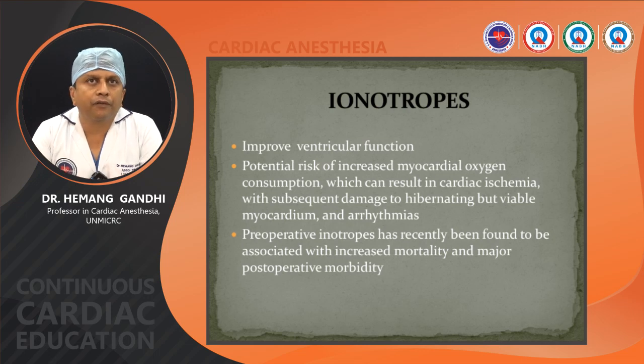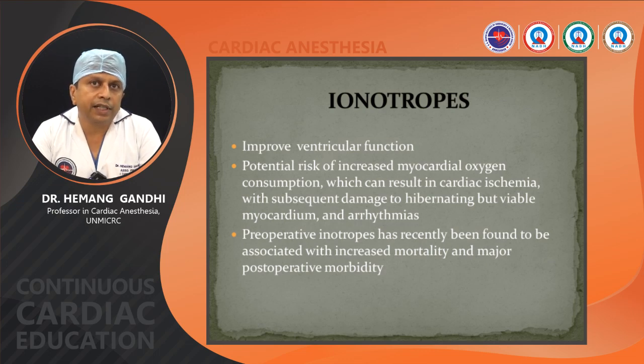Inotropes: with hemodynamic instability, we all initially start with inotropes, commonly dopamine, dobutamine or noradrenaline, adrenaline, but that helps in improving the ventricular function, but it carries the potential risk of increased myocardial oxygen consumption. So that results in cardiac ischemia with subsequent damage to the hibernating but viable myocardium, and also aggravates the arrhythmia. So be very careful while using inotropes in the preoperative period for optimization, but if it is needed to maintain the perfusion pressure, one should consider it after correcting the volume status as well as assessing the other factors.